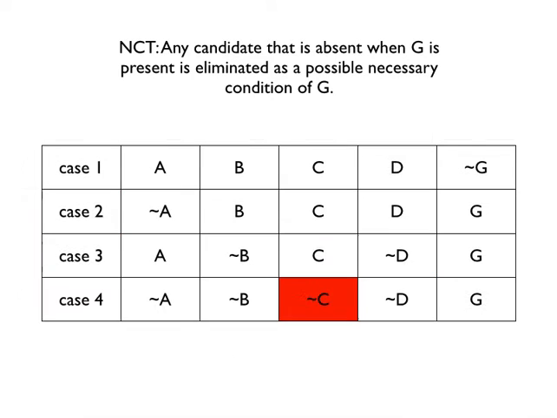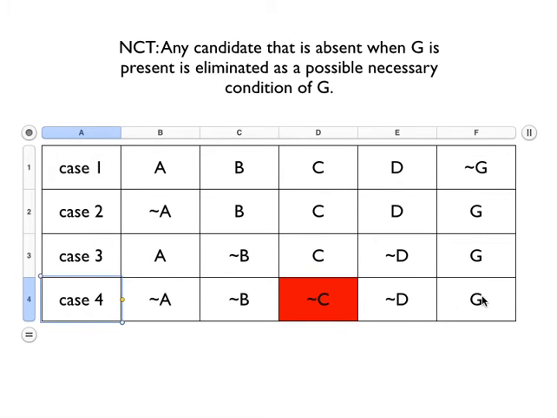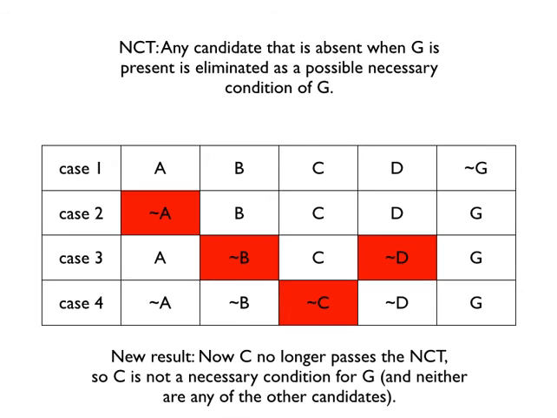Suppose, however, we were to add a further case. So more data. We would collect more data, and we collected this data in case 4. So in this case, you notice that C is indeed absent when G is present, and that would rule C out as a necessary condition, right?